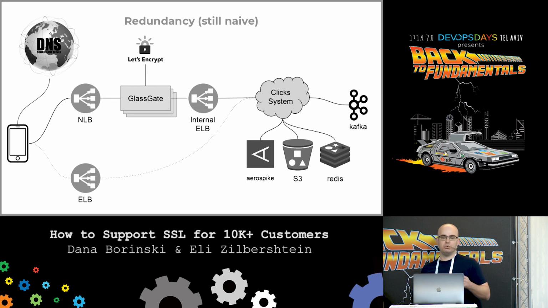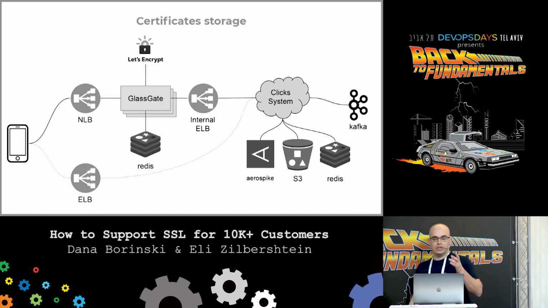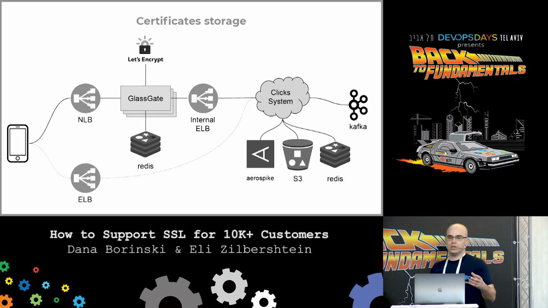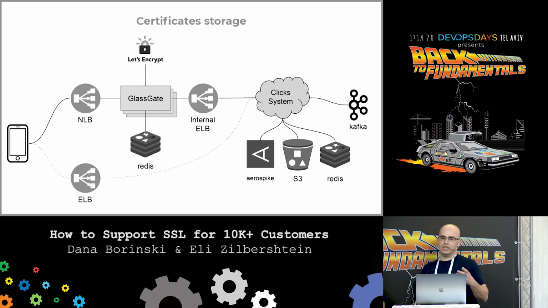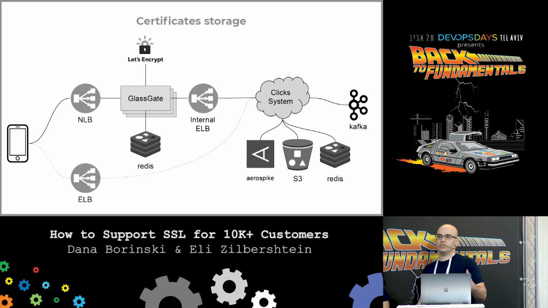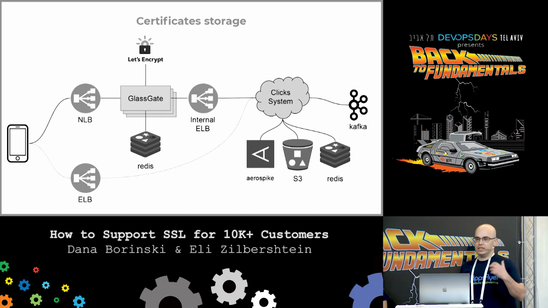And we had to get the user's real IP in order to perform the geolocation in our click system. Each GlassGate node has its own certificate store. So once we have a request for a specific domain, if we don't have the certificate, we go to Letsencrypt that provisions the certificate, and the certificate is deployed in our system.